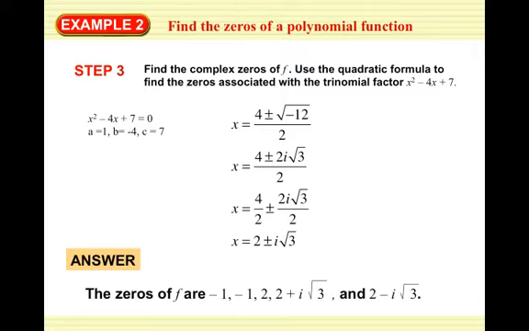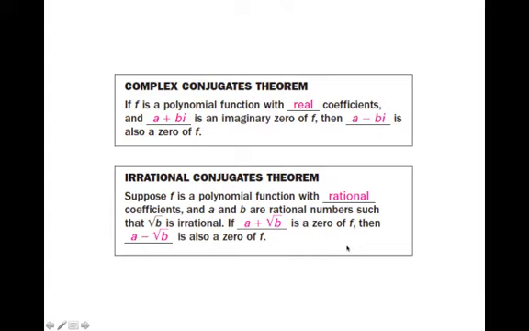So the zeros of f are negative 1, 2, 2 plus i square root of 3, and 2 minus i square root of 3. And just like the fundamental theorem of algebra tells us, there's 1, 2, 3, 4, 5 zeros.